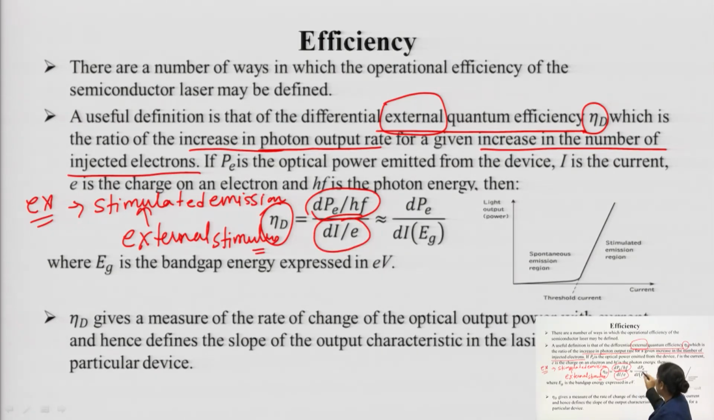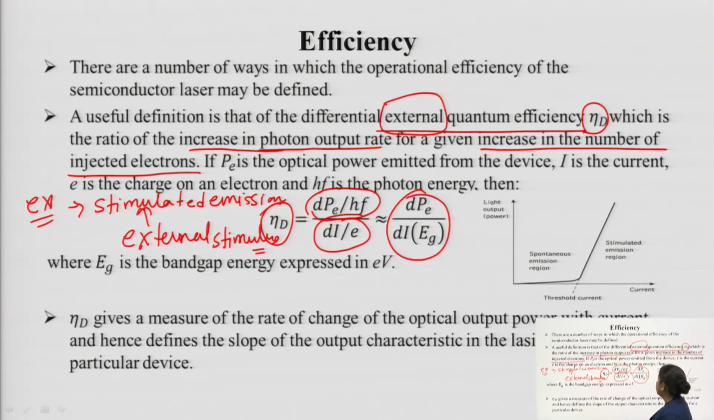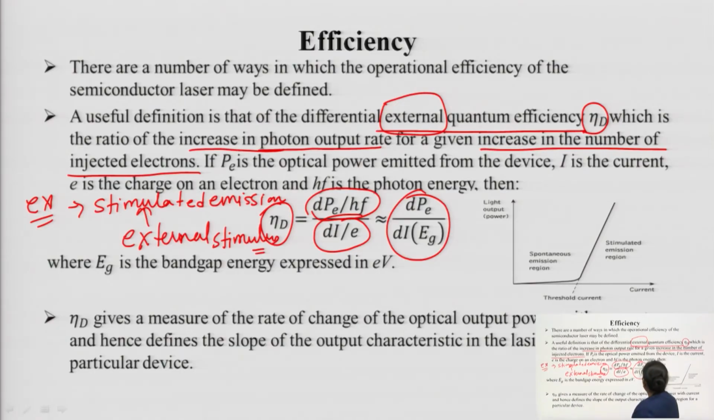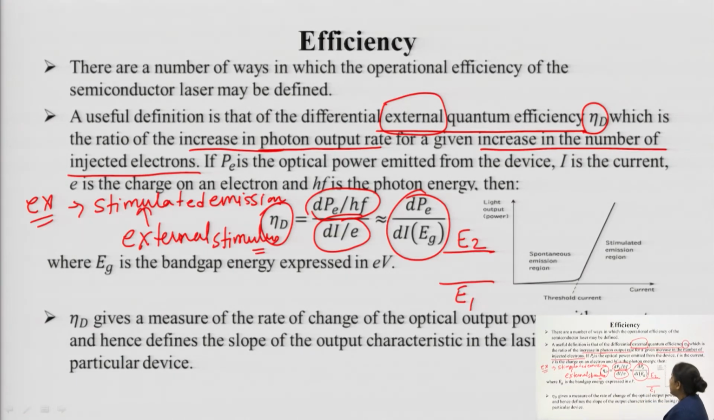It can be further reduced with Eg, where Eg is the band gap energy which exists between the higher energy level and the lower energy level. And ηD gives the measure of the rate of change of optical output power with current, and hence defines the slope of the output characteristic in the lasing region for a particular device.